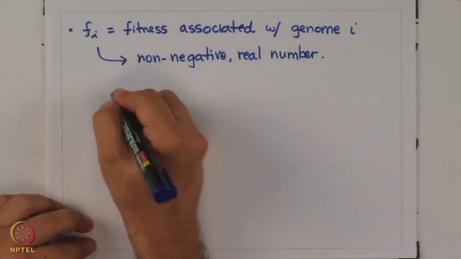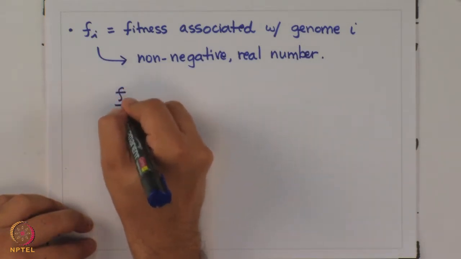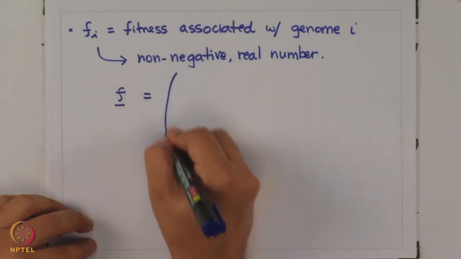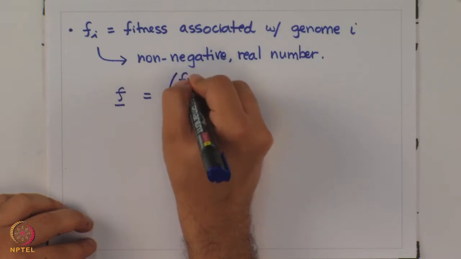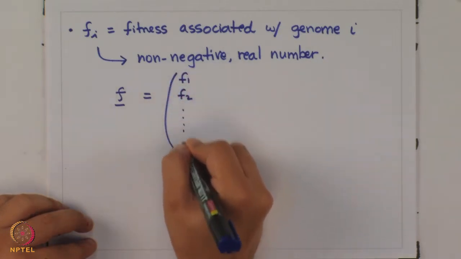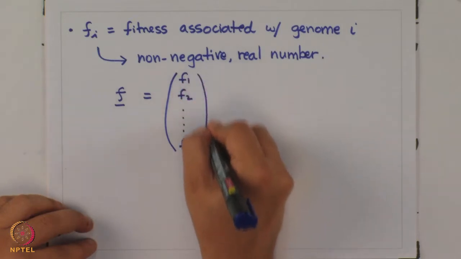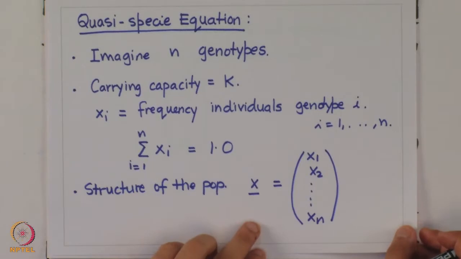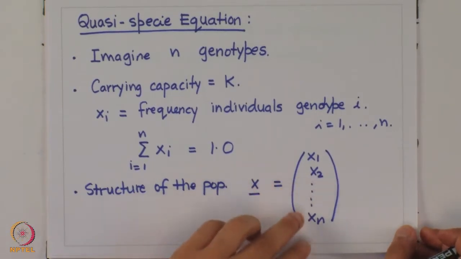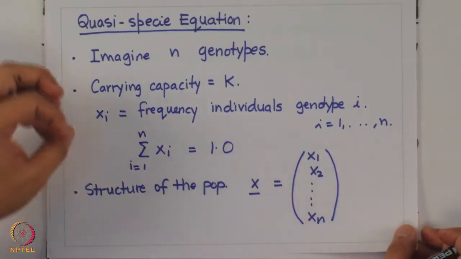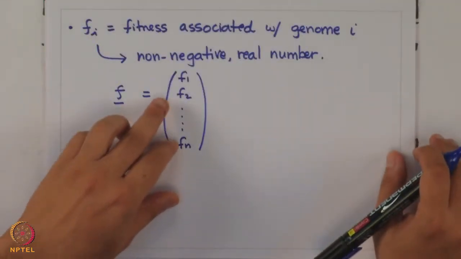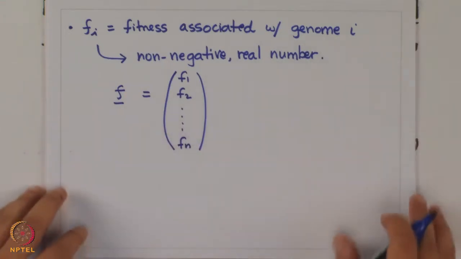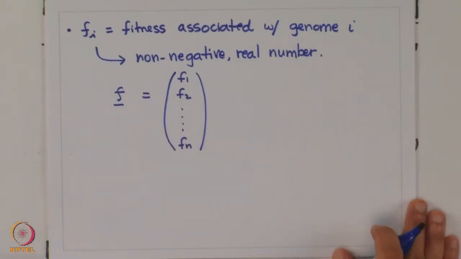and we are going to define a vector f which gives the fitness of all genotypes in the environment that are growing at any particular time. So, this is f1, f2 going all the way up to fn. So, we have the structure of the population given by a vector x which defines the fraction of individuals belonging to each particular genotype, and we have a vector f which defines the fitness corresponding to each one of those genotypes that exist in the environment.